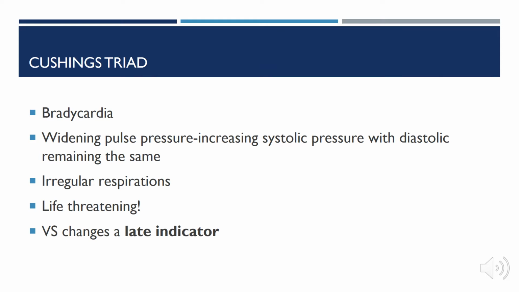Cushing's triad is bradycardia, a widening pulse pressure, which is increased systolic pressure with the diastolic remaining the same, and irregular respirations, and this is life-threatening. Vital sign changes are a late indicator. So often, signs and symptoms do not show up until the ICP is increased for some time, or if it's a sudden increase.